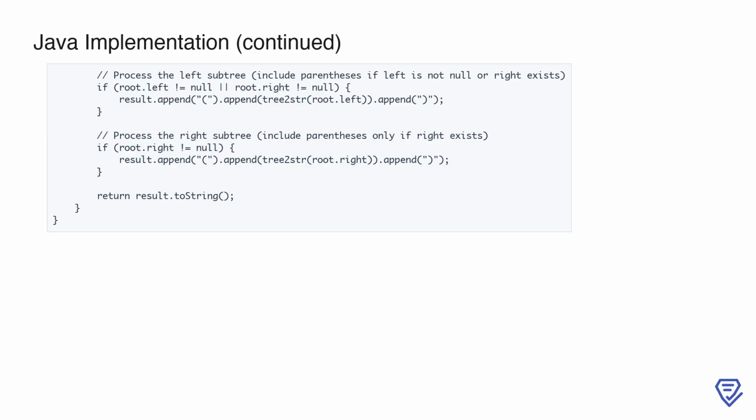Here, parentheses are added only if the right child is not null. Just like before, we use a recursive call to tree2str to generate the string representation of the right subtree, appending it within parentheses. Finally, we return the complete string representation of the tree by converting the string builder object to a string. This approach ensures that the tree is represented accurately while adhering to the required format.